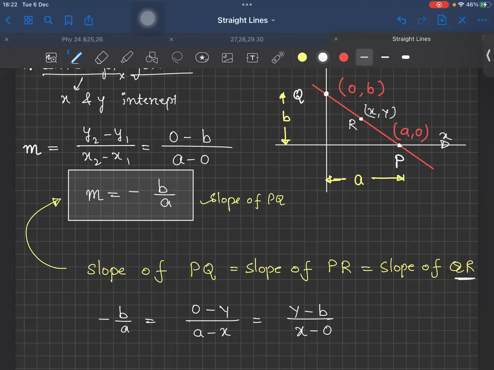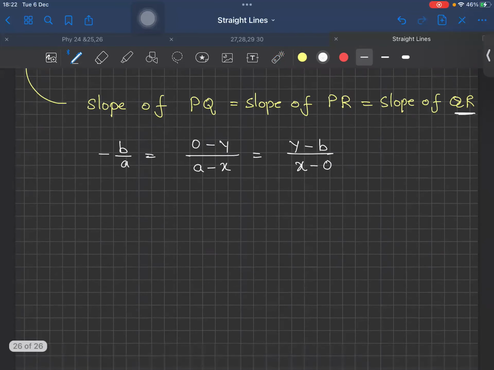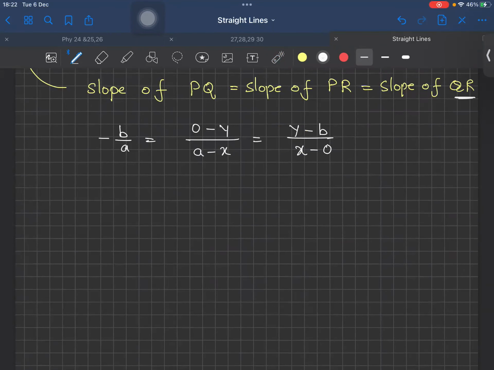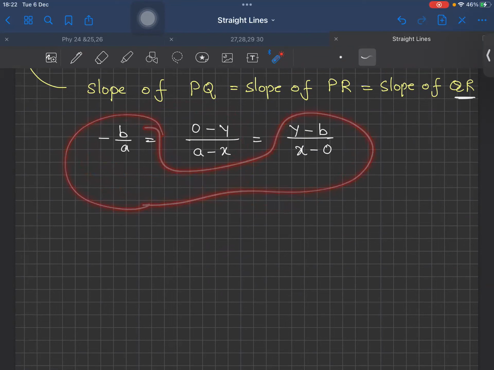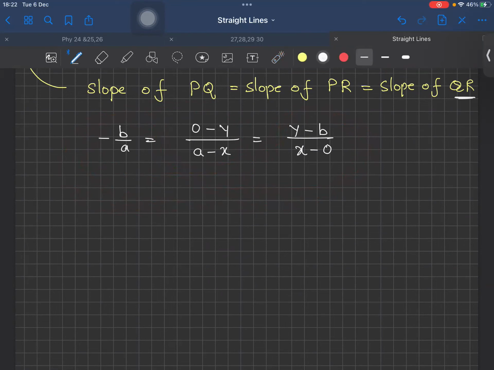Now, if you want the equation of line in XY form, either you can use these two equalities, or you can use these two. You will always get the same result. First, I'll show you both methods. So first we'll use this one, minus B by A is equal to 0 minus Y upon A minus X. So I'm taking these two first. Is that okay? Yes, sir. So till this far it is clear, right? No doubt. Yes, sir, no doubt, sir.